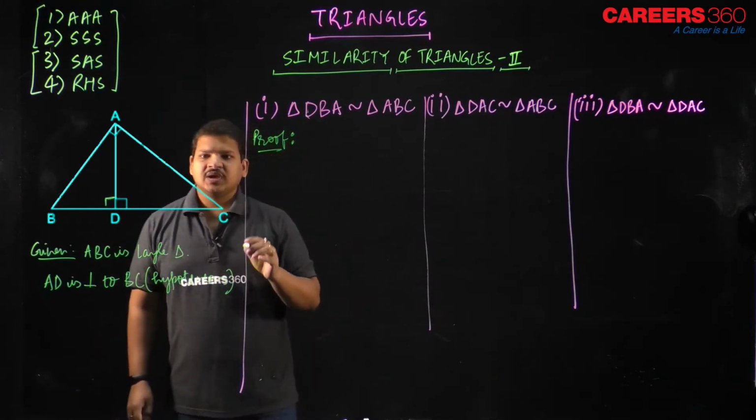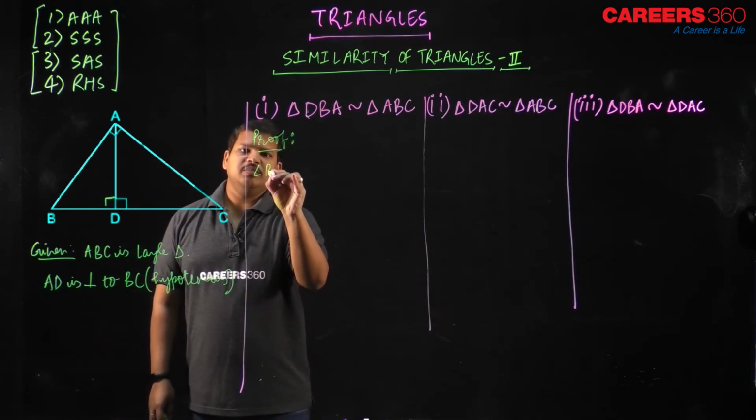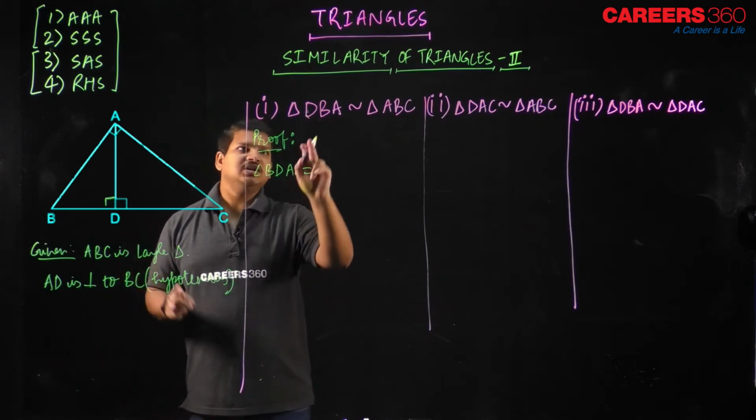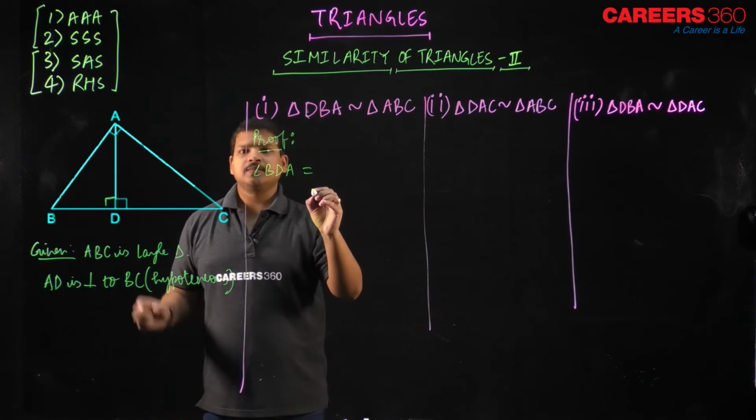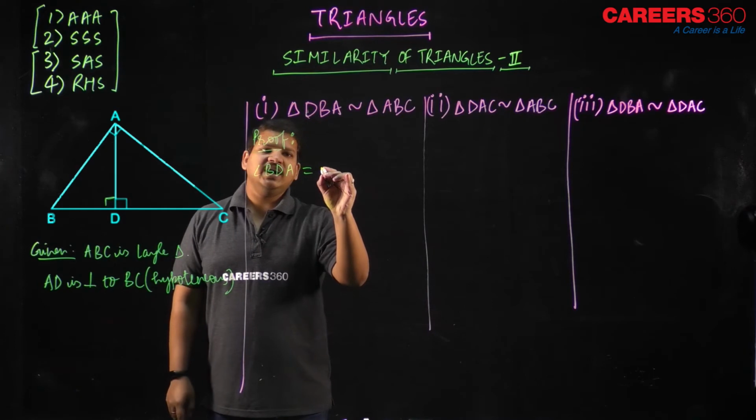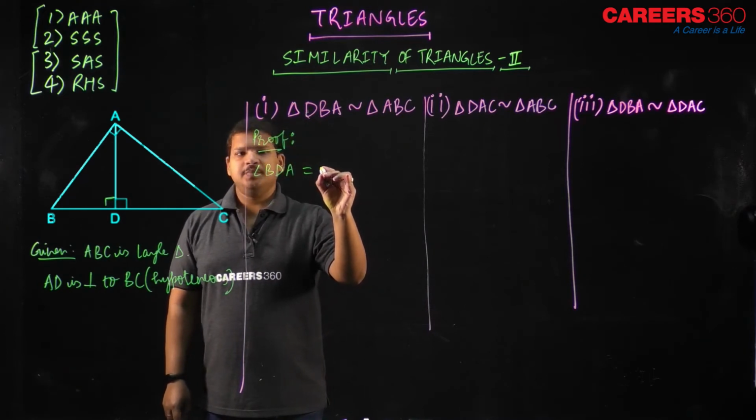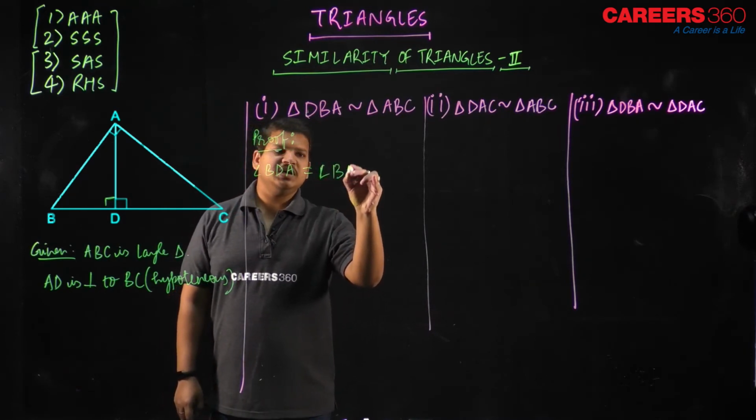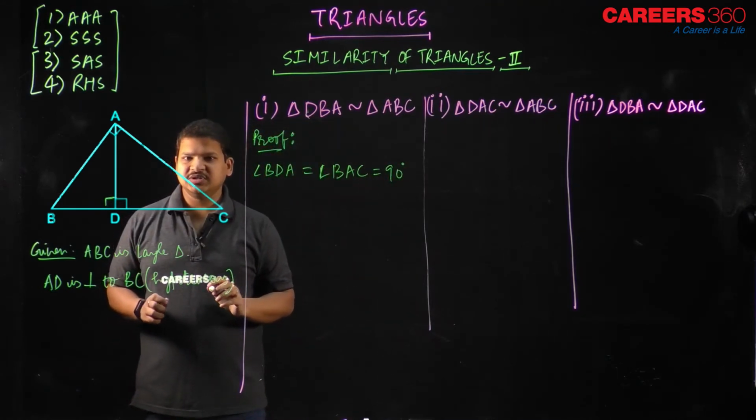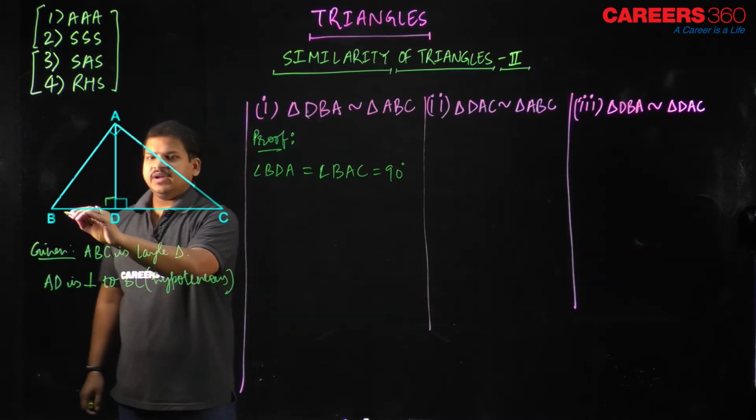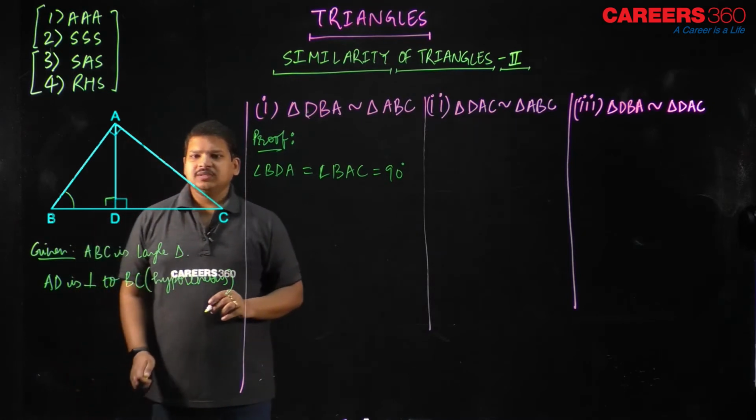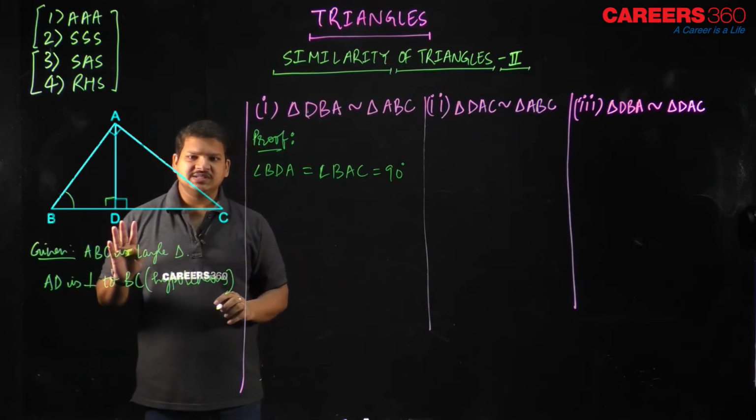That is, angle BDA is nothing but 90 degrees, and also in triangle ABC, angle BAC is equal to 90 degrees. So I hope it is pretty much clear to you. Now if I talk about this angle over here, this angle B, this is common in both the triangles, right?